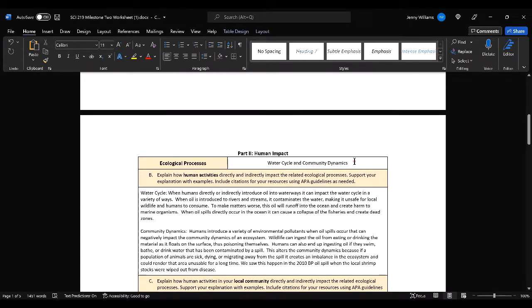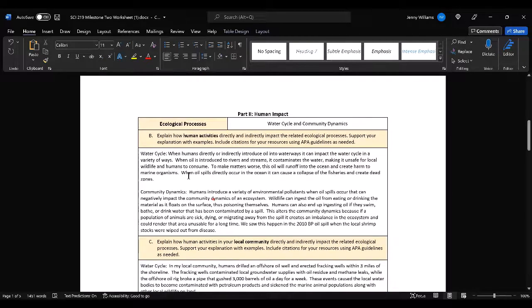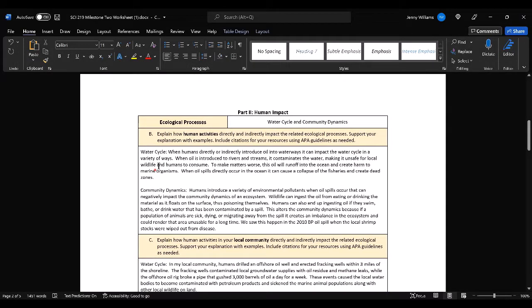Now remember that, and I probably gave you some feedback on this, if you only chose 1 process, it says processes, plural. So you should choose at least 2. So what I like to do is I just put them here, and then I answer the question. And it says, explain how human activities directly and indirectly impact this process. I don't have any citations in this. I showed you how to do that in Milestone 1 and in your other assignment, so you should be old hat at that now.